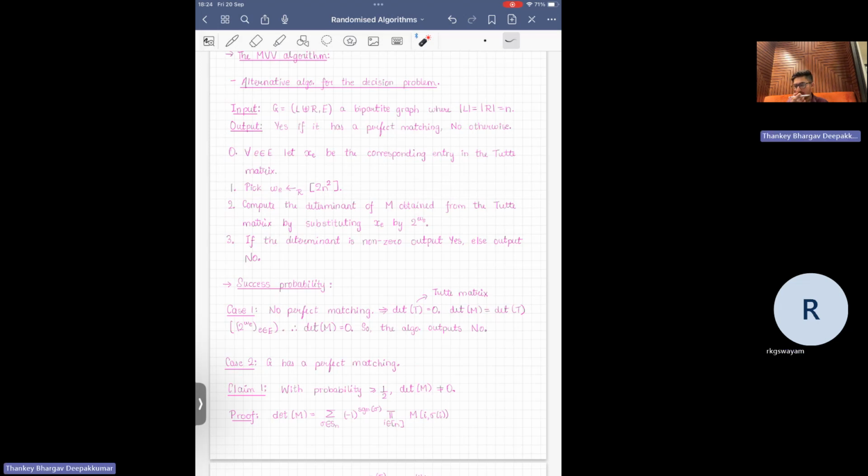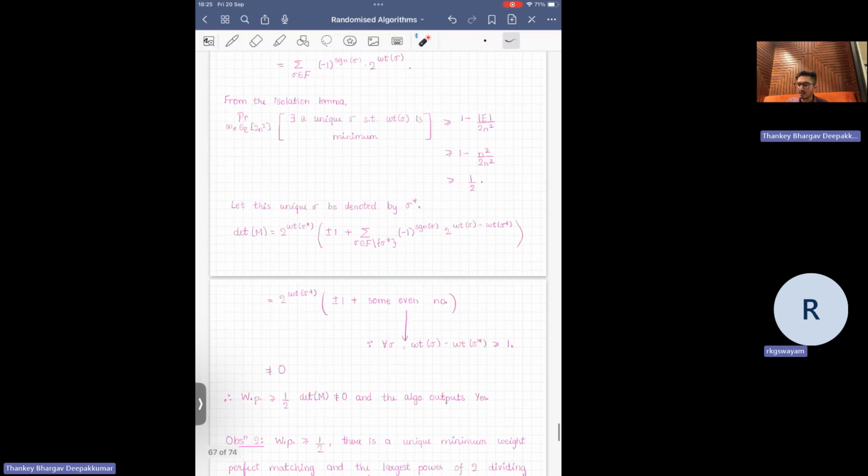Yeah, so both that algorithm and just this baby version of MVV only detect whether a bipartite graph has a perfect matching or not, right? They don't find a perfect matching for us.